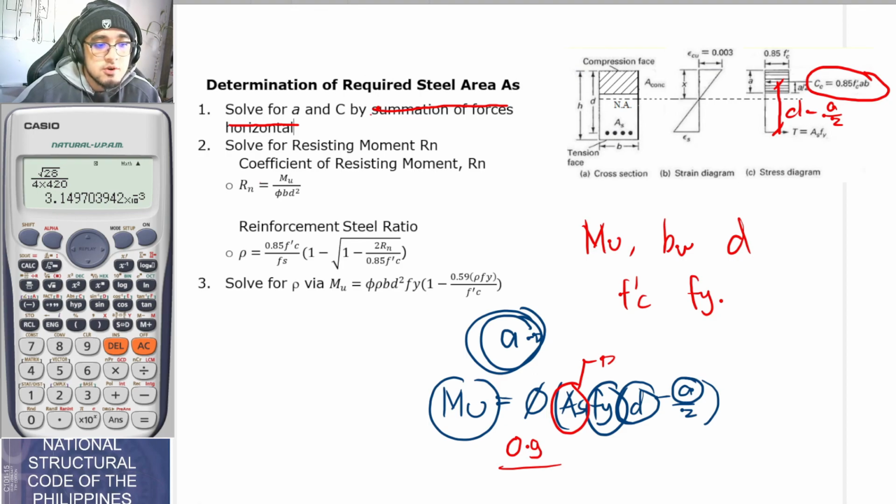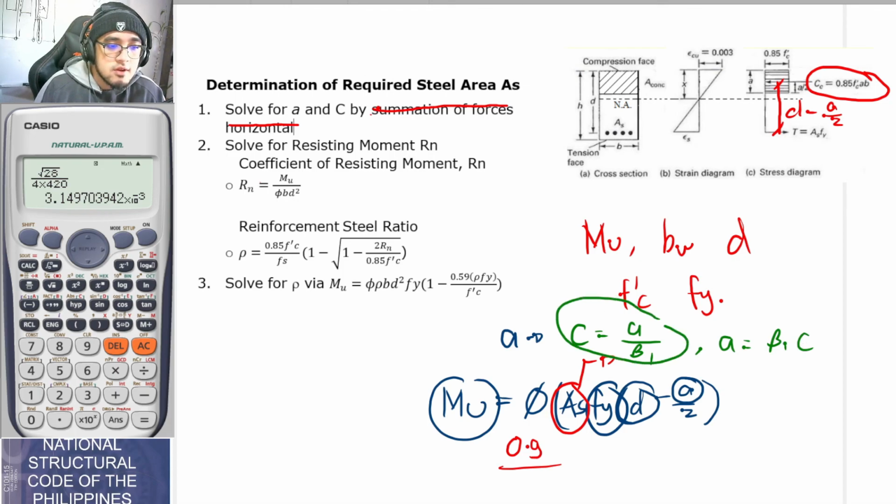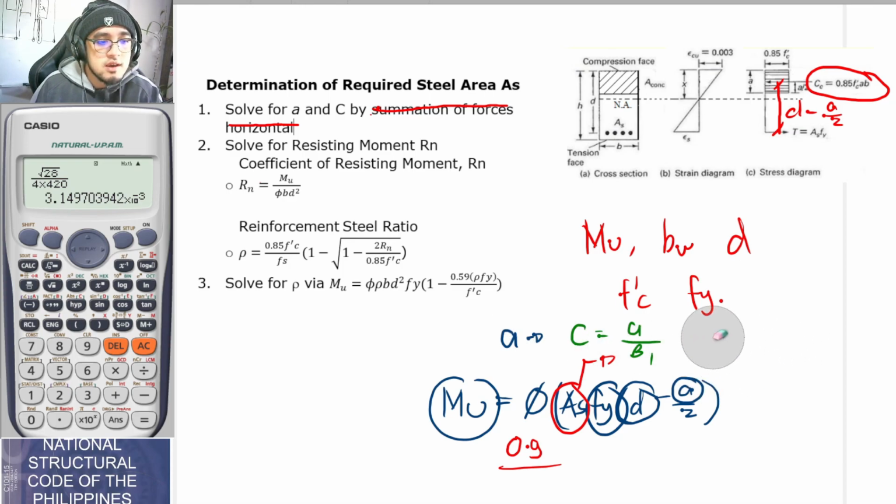So, we can make sure by solving for C. If we already have our value for A, we can solve for C, because C is equal to A over beta 1. If you can remember, A is equal to beta 1 times C. So, cross-multiplying, magiging ganito yung equation natin. And once you already have the value for C, you can solve for Fs already.